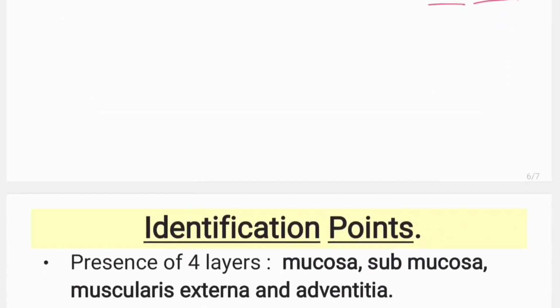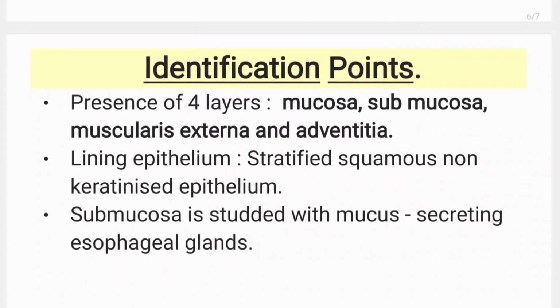So now we will directly go towards the identification points of this slide of esophagus. There will be the presence of 4 layers, that is number 1 mucosa, which is the innermost layer. After that the submucosa, then the muscularis externa, and the outermost layer, that is the adventitial layer. What will be the lining epithelium? The lining epithelium will be stratified squamous non-keratinized epithelium.